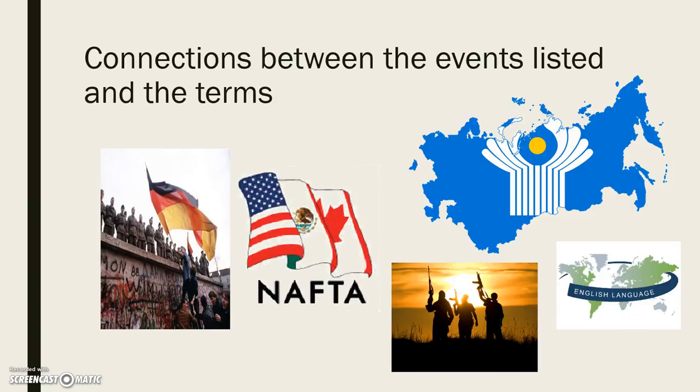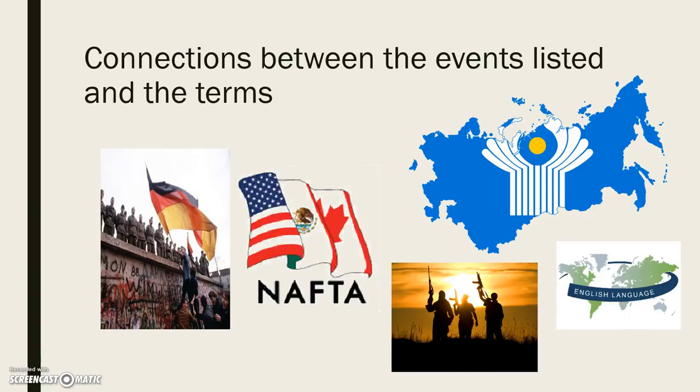Connections between the events listed and the terms. The fall of the Berlin Wall and the consequent German reunification are consequences of the dissolution of the Soviet Union. It marks the end of the Cold War. The remaining power was the United States, and it led to a unipolar world, where the U.S. influences other countries and helps the development of globalization and digital technologies.